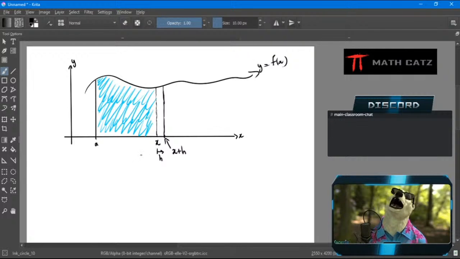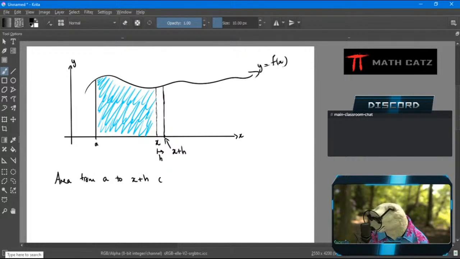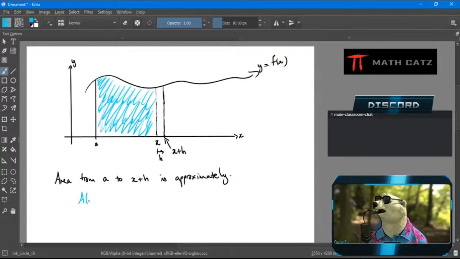Okay. Now, if we want to find the area from little a, not to x, but to x plus h, we can approximate that by saying it's this blue area: the area from a to x plus this little slice. Let's zoom into this little slice.